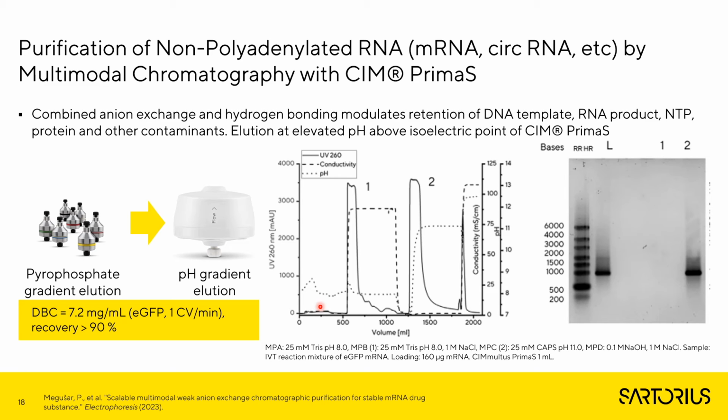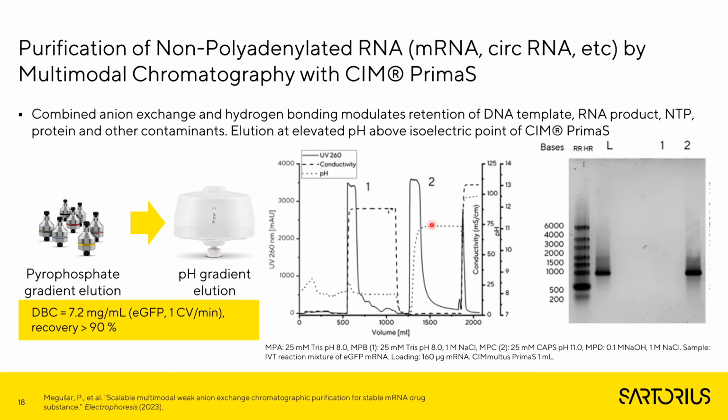Now, this Prima S column has a very different selectivity for DNA, so for the template, compared to the RNA molecule. And so we can perform a high salt wash step, typically with 1 molar sodium chloride, which will elute all of the DNA template. It will also elute different enzymes and unincorporated nucleotides, and keep our RNA bound on the column. So the RNA does not elute even in 1 molar sodium chloride.